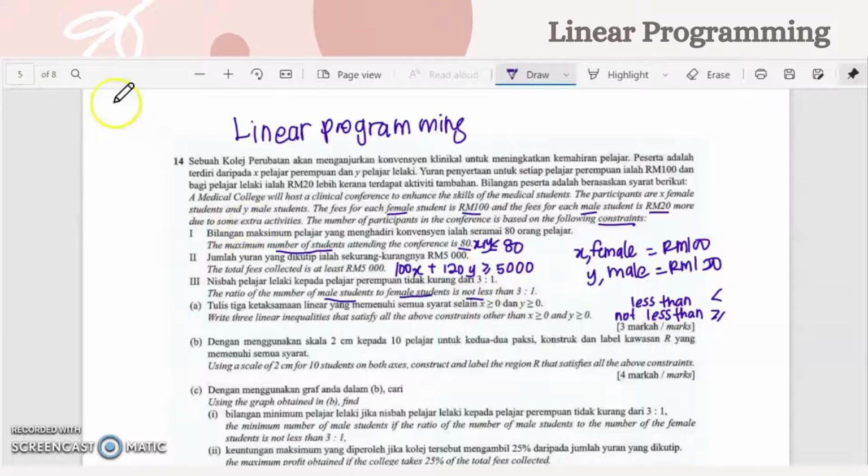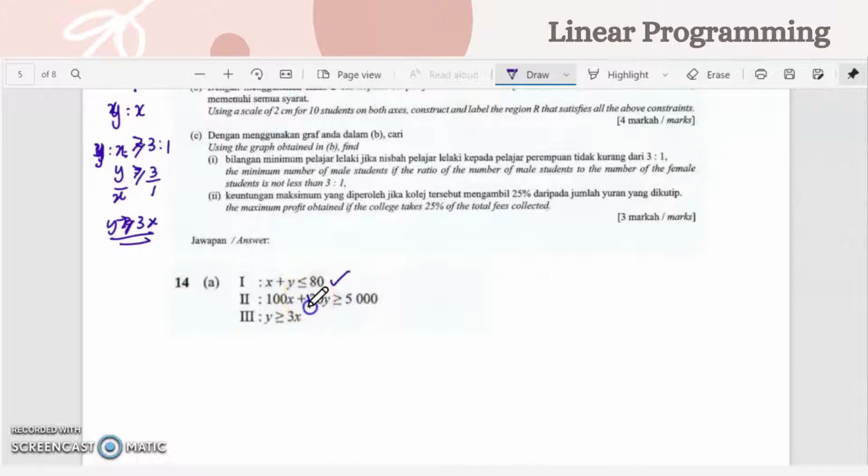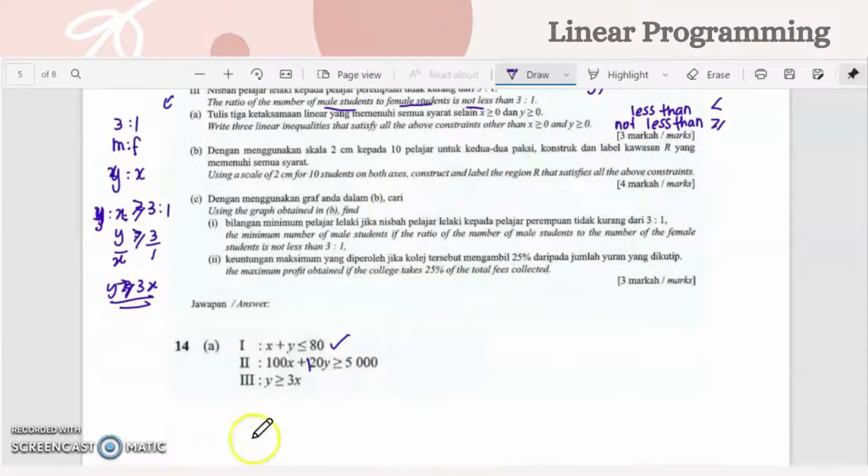So we can see what for this part. Okay, so from this ratio means that kena buat not less than. Okay, male to female. Y kita refer kepada male, male to female is 3 to 1, not less than. So this is the inequalities. Okay, so make sure that we have the inequalities. The first one is X plus Y less than equal to 80. Okay, and then 100X plus 120Y greater than equal to 5,000. And then Y greater than equal to 3X.